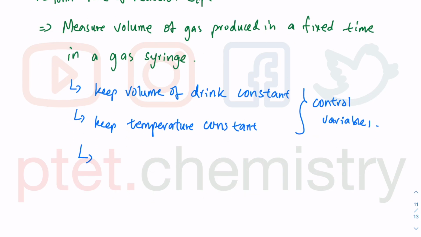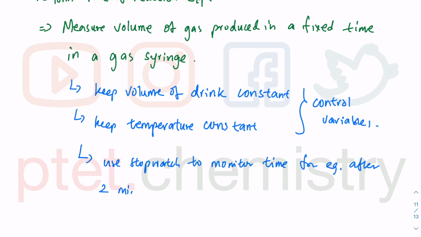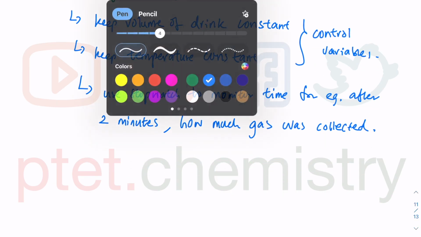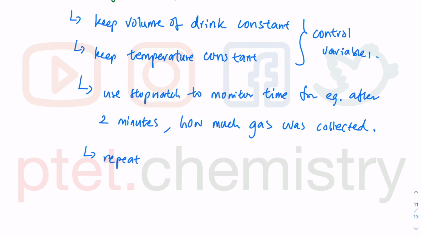We measure the volume of gas, so use a stopwatch to monitor time. For example, after 2 minutes or after 1 minute, how much gas was collected? The reaction might still be going on, but how much gas was collected after 2 minutes for each? Then repeat the same thing for the other drink and collect the volume of gas as well.